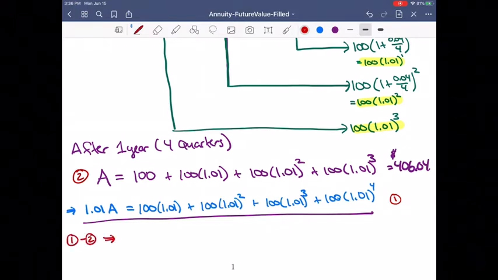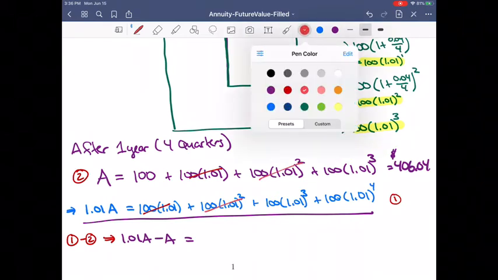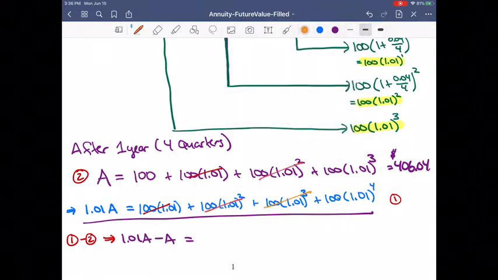Okay, so on the left side, I'm going to have 1.01a minus a. And then on the right side, I'm going to have the blue ones minus the purple ones. So notice that the 100 times 1.01 is going to get subtracted. The squared one also, those are going to go away. The cube one also going to go away. So what I end up with is just the power 4 one minus the 100 by itself. So the sum sort of cancels out, minus the 100.